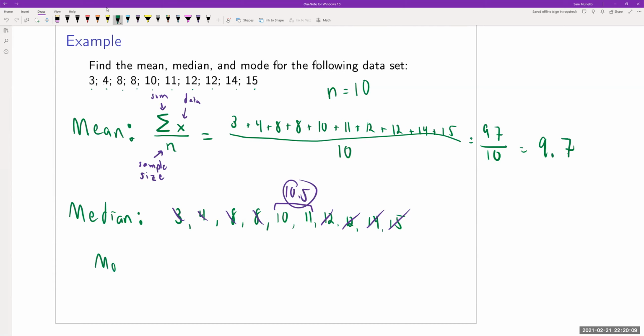Finally, for mode, we simply count which data values have the highest frequency. Both 8 and 12 show up twice, and no other data value shows up 2 or more times. So 8 and 12 will be both of our modes. And it's perfectly okay that we have 2 modes here.